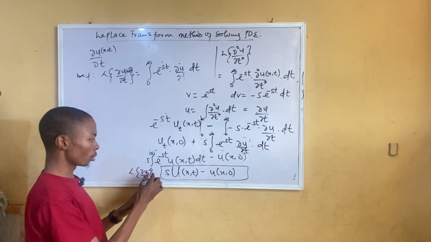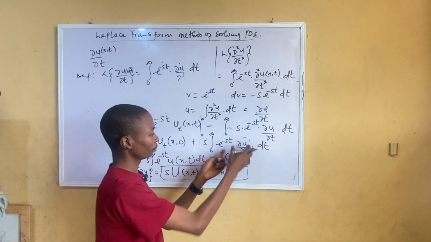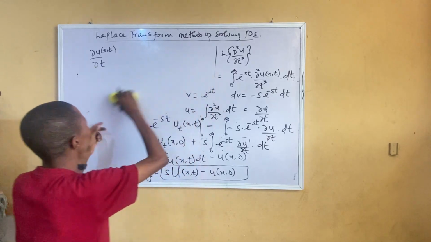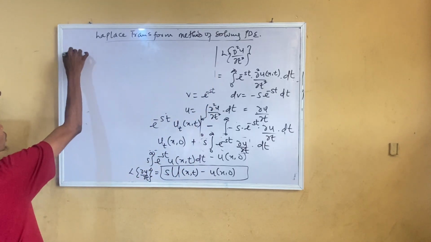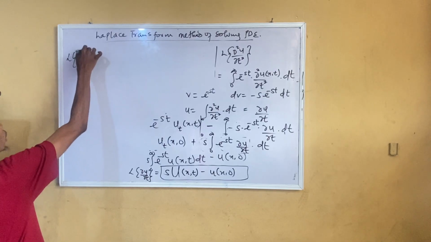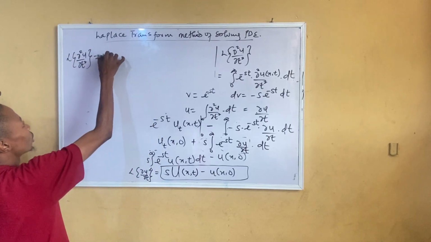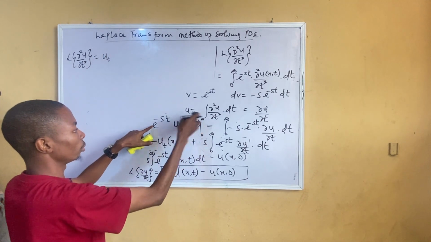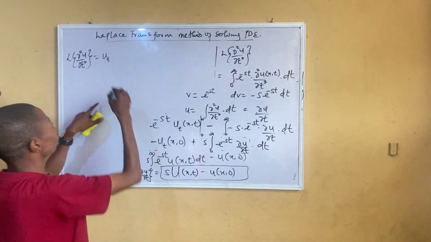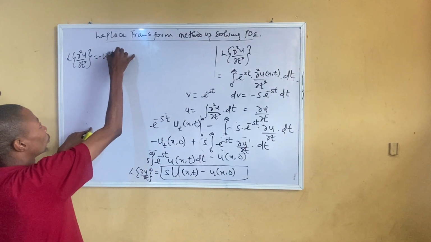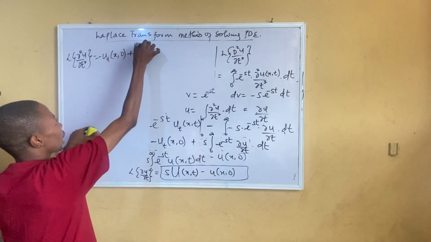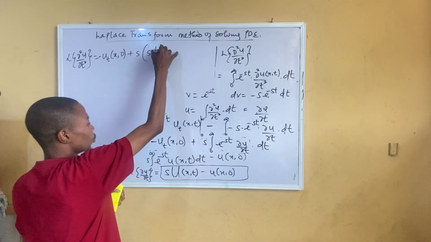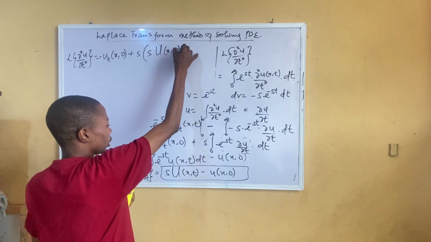If you substitute this into the formula, you are going to have the Laplace transform of d squared u dt squared equal to u sub t, minus, because we are doing a definite integral, when you put 0, minus u sub t of x comma 0, plus s, and in the bracket, s big U of x comma t minus u of x comma 0.